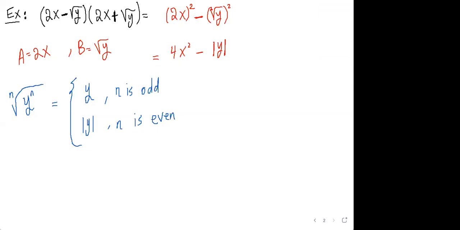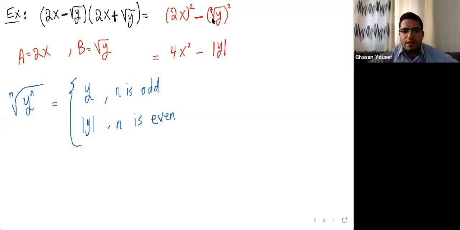Can you explain that again? Okay. So again, if I have the nth root of y raised to the power n, if this n is an odd number, I take only the y inside. If n is even, I take the absolute value of y.